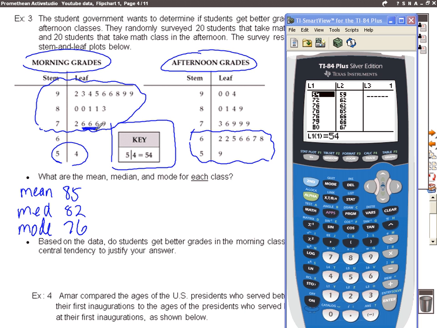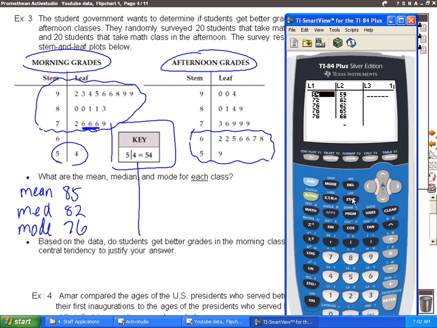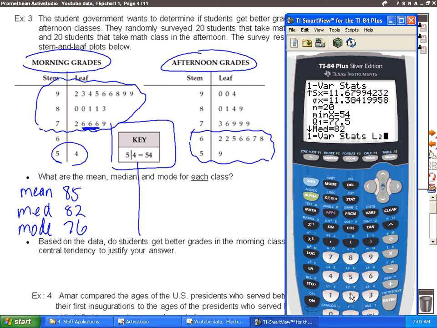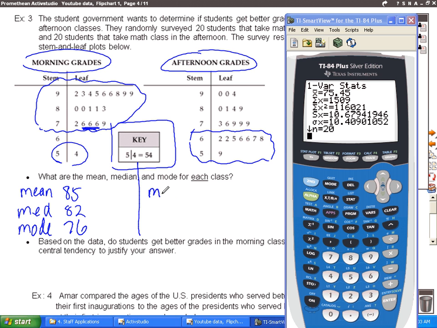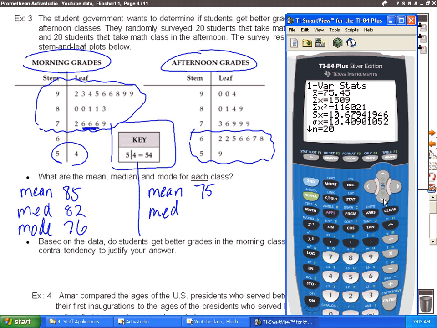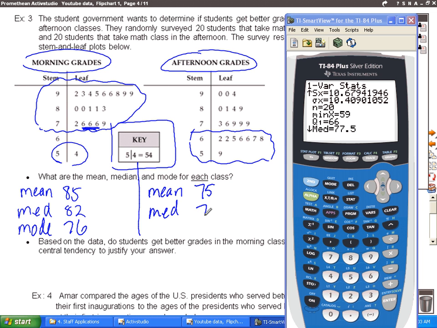All right, now let's go back and get the information for the afternoon classes. So I'm going to go back to Stat. I'm going to hit Calc, and I'm going to do one variable statistics for list number 2, because now I want the mean and median for list number 2. The mean for the afternoon class was 75, and we'll just round that off to a whole number, 75. The median, we're going to have to arrow down for MED, which is 77.5, so I'll round that off to be 78.